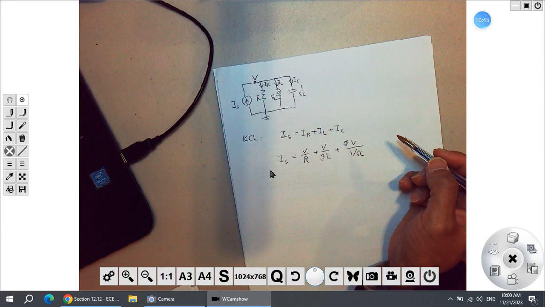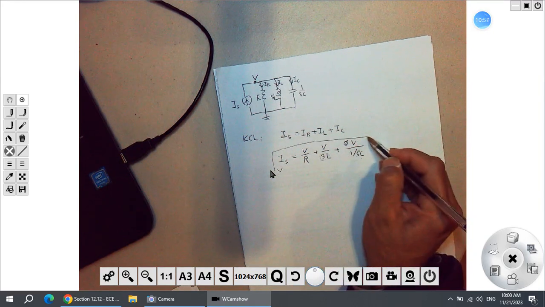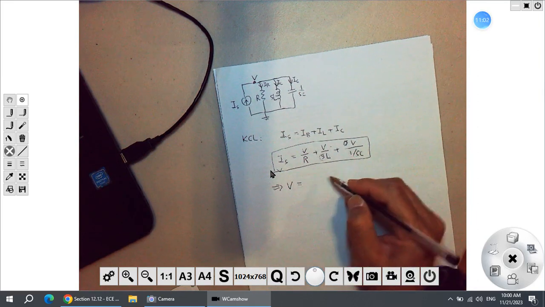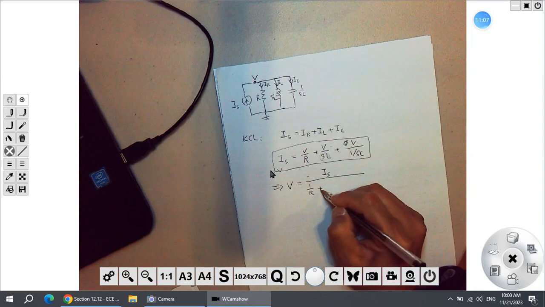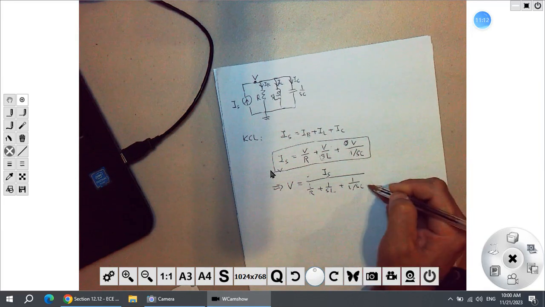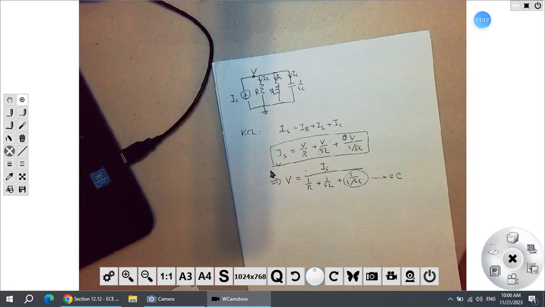Now what is V? If I write it this way, this is given. Here's just one unknown, right? V is unknown, so we can have V equal to IS over 1 over R plus 1 over SL plus 1 over SC. Actually, this one can be written just as SC, right? Well, this is not the final answer.